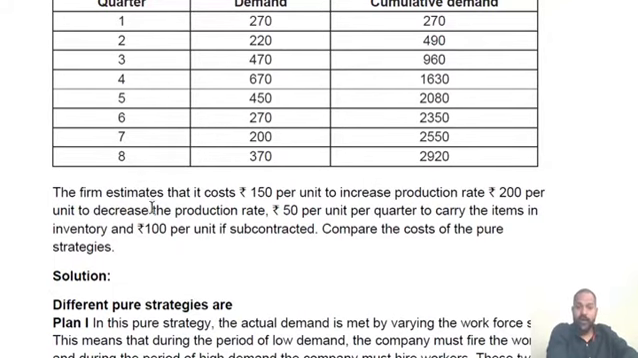Well, what I want you to do is, the firm estimates that it costs rupees 150 per unit to increase production. So if you want to increase production, you have to pay 150 per unit. Okay. And 200 per unit to decrease production. So if you notice, increasing production is cheaper, decreasing production is a little more expensive. Fine.